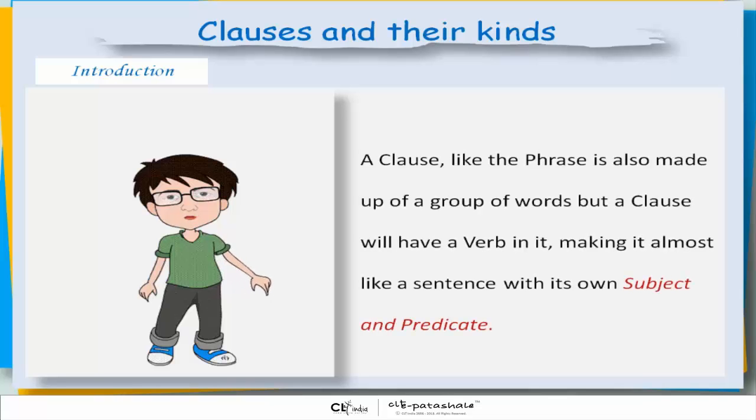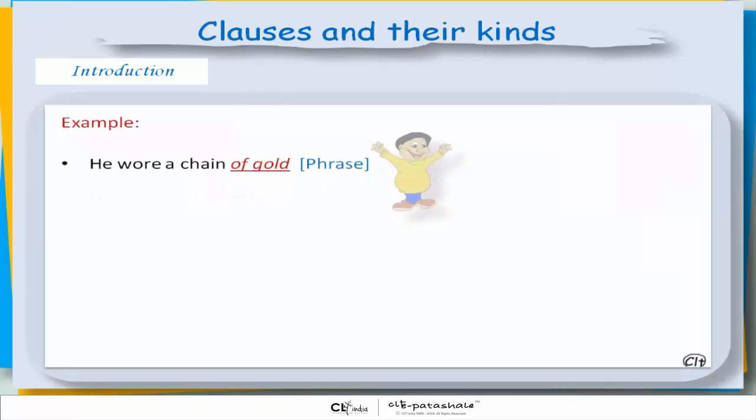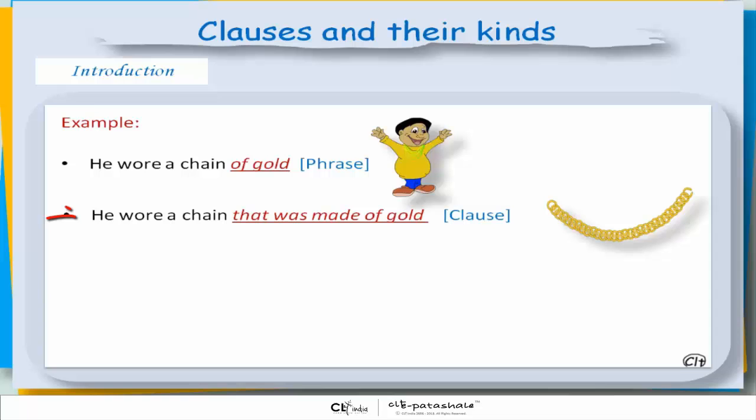Let's start by defining a clause. A clause, like the phrase, is also made up of a group of words, but a clause will have a verb in it, making it almost like a sentence with its own subject and predicate. Let's see some examples. He wore a chain of gold. He wore a chain that was made of gold.